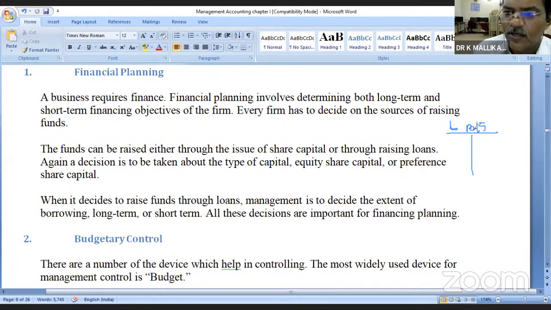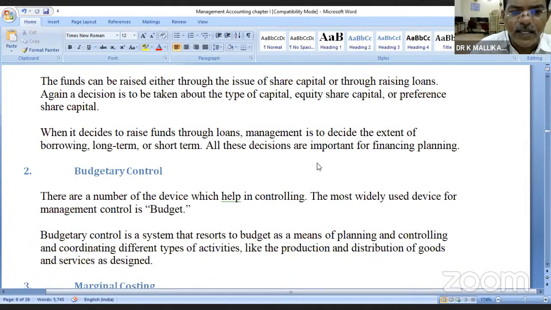Equity share capital, preference share capital, debentures, long-term loans, and then current liabilities, right? So which combination, which capital structure? The capital structure is very important for the firm, whether to go for a debt-free company or a company with debt.